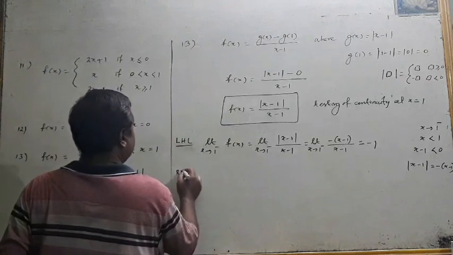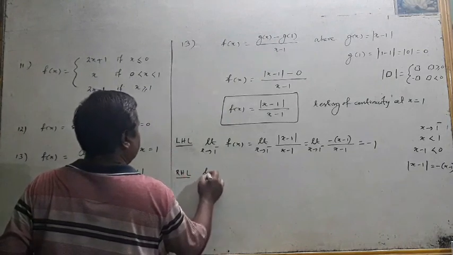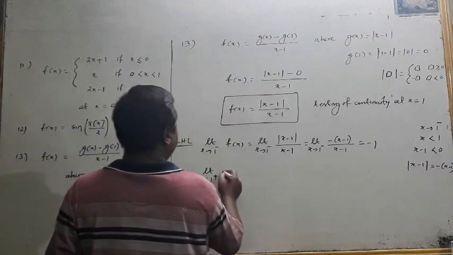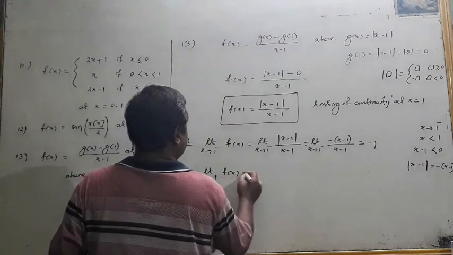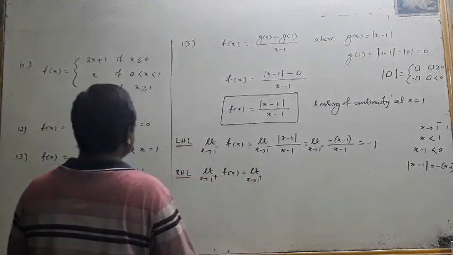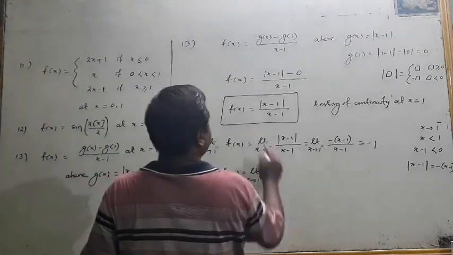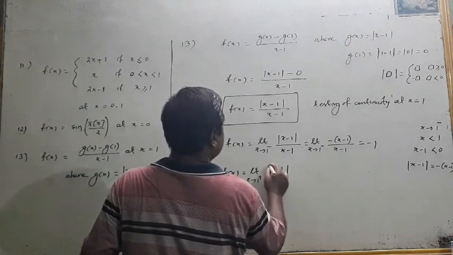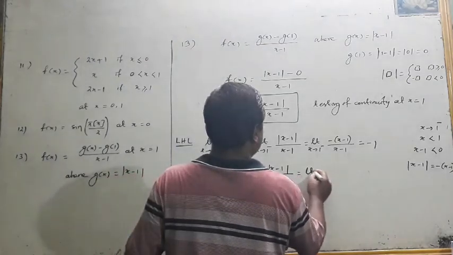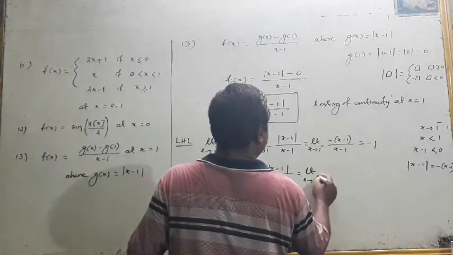What is the right hand limit? Right hand limit, the limit as x tends to 1⁺ of f(x), which is equal to the limit as x tends to 1⁺. What is f(x)? f(x) is again |x - 1|/(x - 1), which is equal to the limit as x tends to 1⁺.